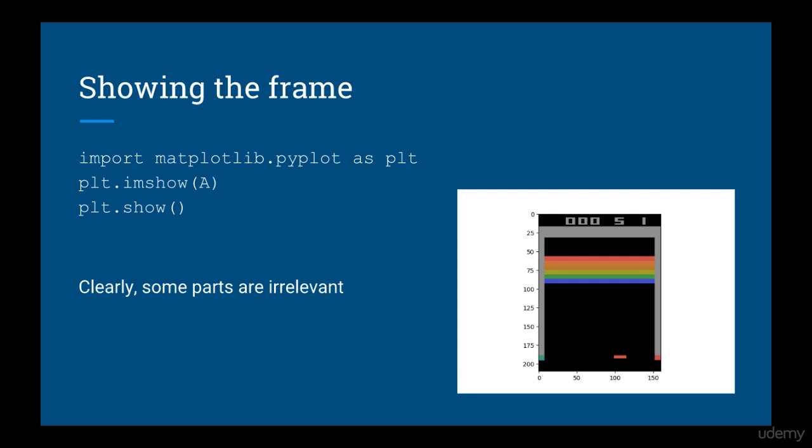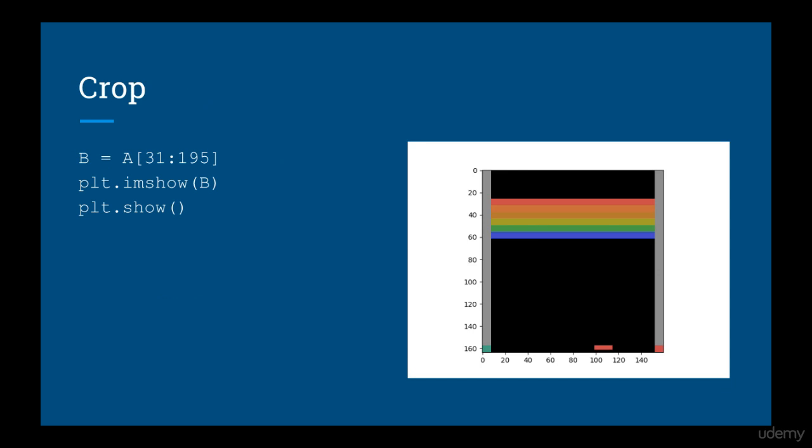So we can see that the top of the frame and the bottom of the frame underneath the paddle we don't really need. I would recommend trying this and zooming in to see which parts you can crop out. So I chose pixel 31 and pixel 195 along the height dimension, so let's crop that out and see what it looks like. You can see that by doing this, we'd still have all the information we need to play the game.